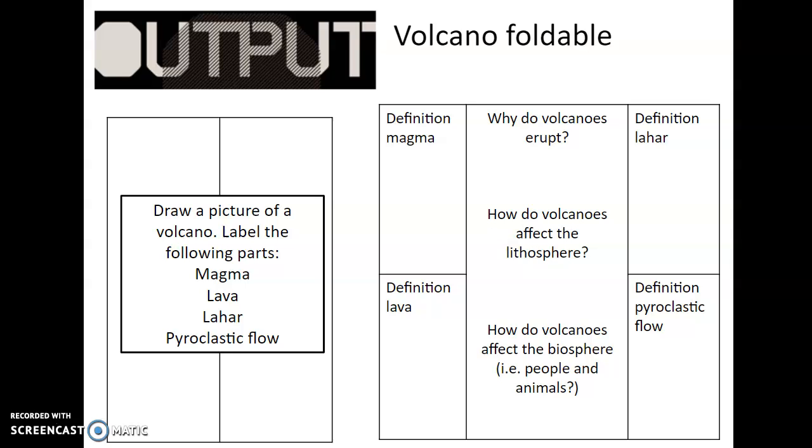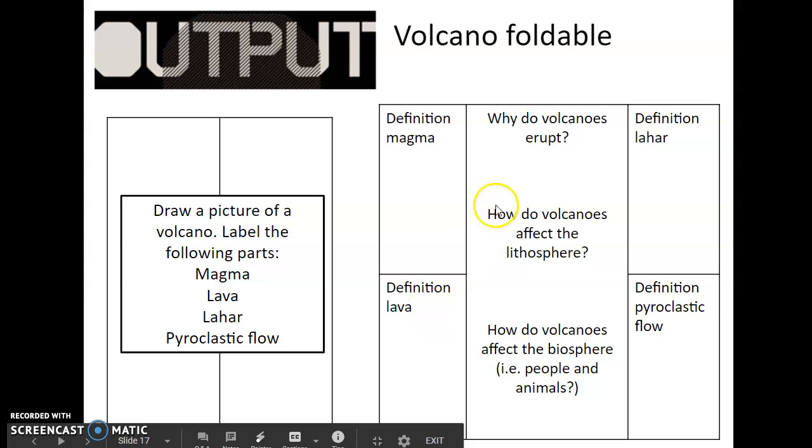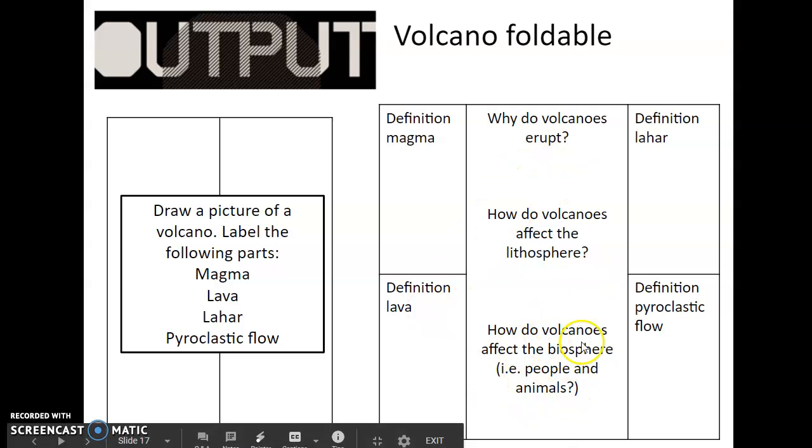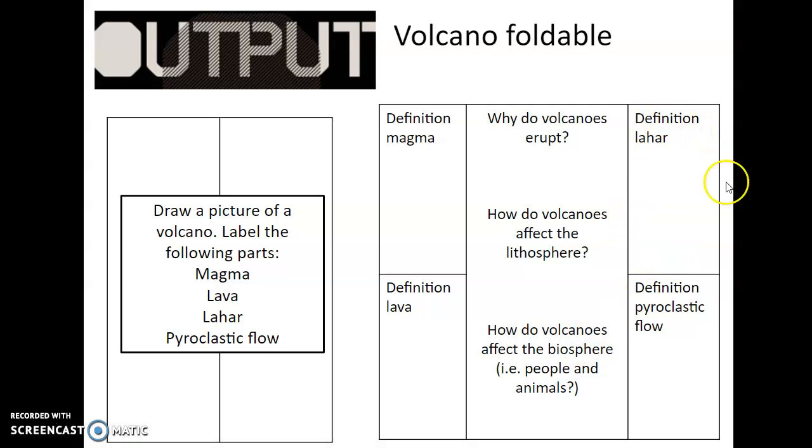So what you need to do is draw a picture of a volcano. Label the following parts: magma, lava, lahar, and pyroclastic flow. And then in your volcano foldable, you need to label the definition of magma, the definition of lava. Why do volcanoes erupt? How do volcanoes affect the lithosphere? How do volcanoes affect the biosphere? And you need to define lahar and define pyroclastic flow.